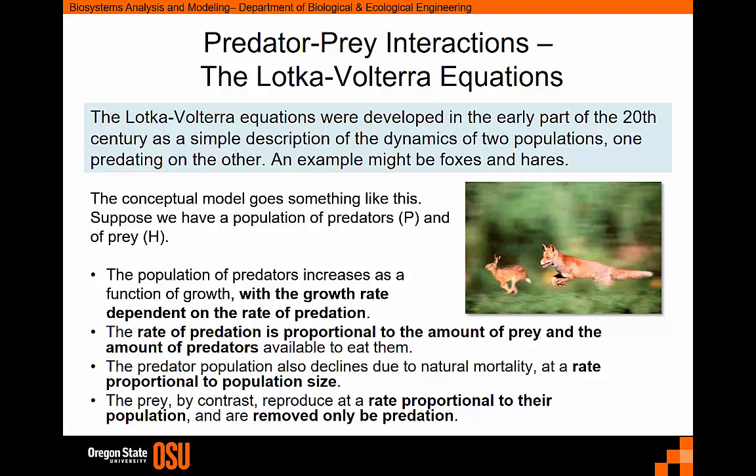Third, the predator population declines due to natural mortality at a rate proportional to the population size. And finally, the prey, in contrast to the predators, reproduce at a rate proportional to their population size and are removed only by predation.